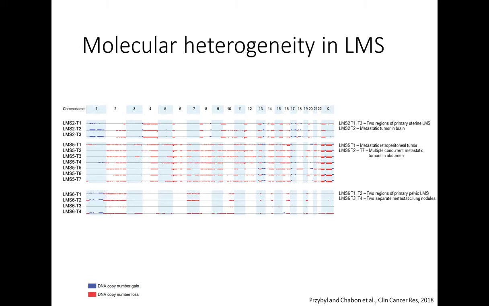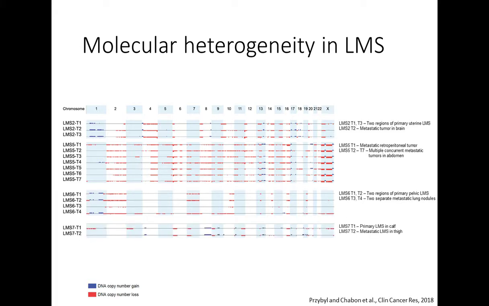In patient LMS6, we profiled two different regions of a primary pelvic leiomyosarcoma and 2 separate metastatic lung nodules. And from these profiles, you can see a big difference between genomic aberrations found in 2 separate metastatic lung nodules that are indicated as T3 and T4. And in patient LMS7, you can also see inter-tumor heterogeneity based on the analysis of the primary tumor from the calf and metastatic tumor from the thigh.